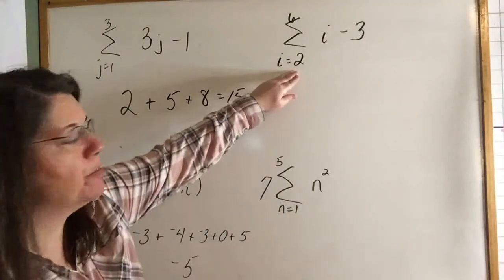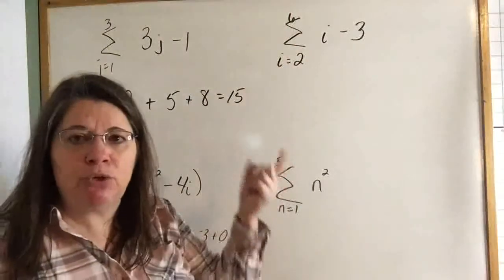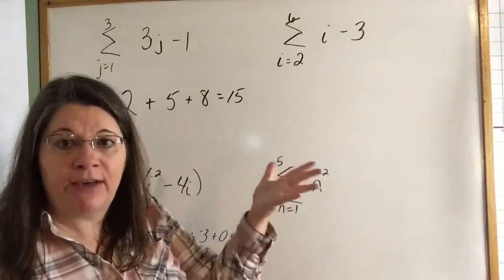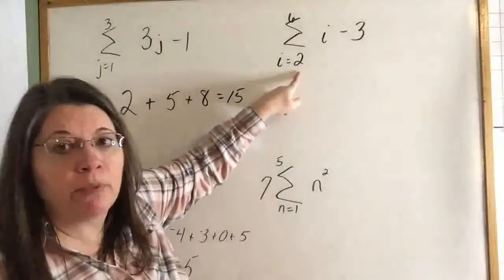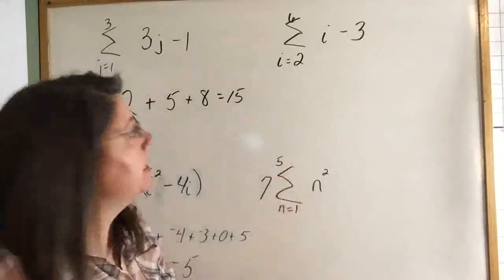Here, we're plugging in the numbers from 2 to 6. So we'll plug in 2, 3, 4, 5, and 6. 5 numbers. Now let's think about our end value there. 6 minus 2 would be 4. 4 plus 1 is 5. 5 terms. That's what we would expect to have.